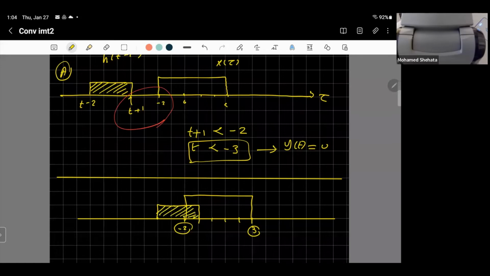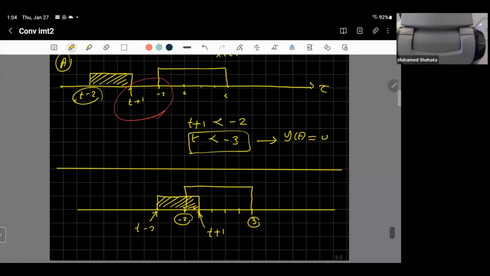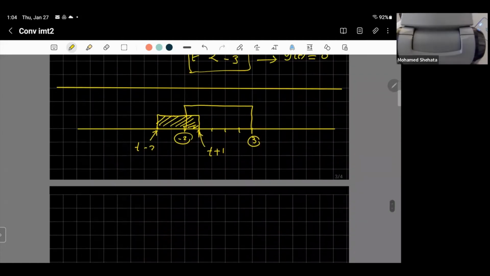The interesting thing, once you write the limit of this shaded signal, keep them. You don't have to redo it every time. That's t plus 1. That's t plus 1. And this one, t minus 2. That's t minus 2. And now I want to find the interval for case B. Can you get the interval of case B? Like we did the first stage.